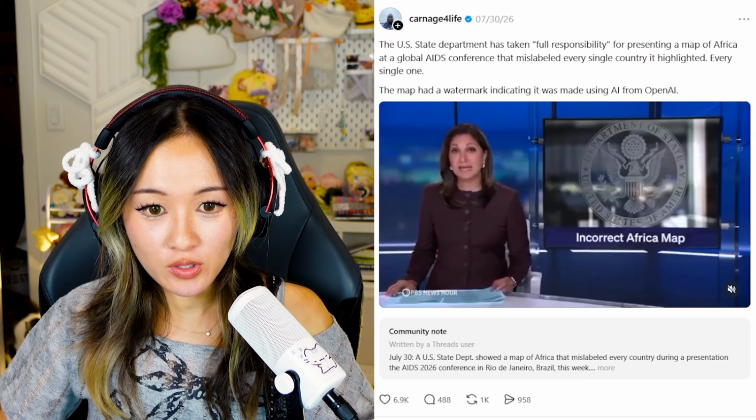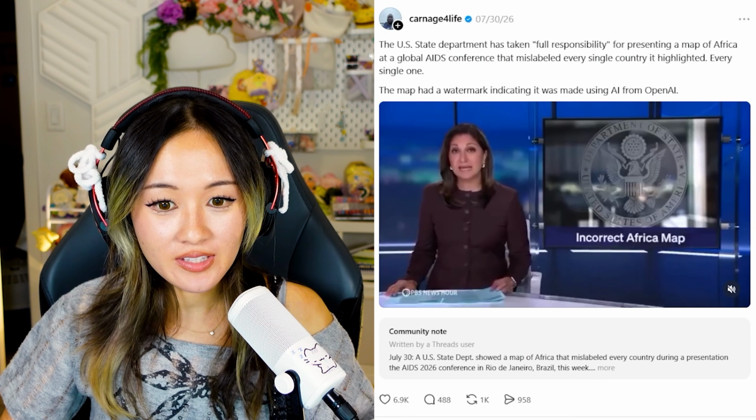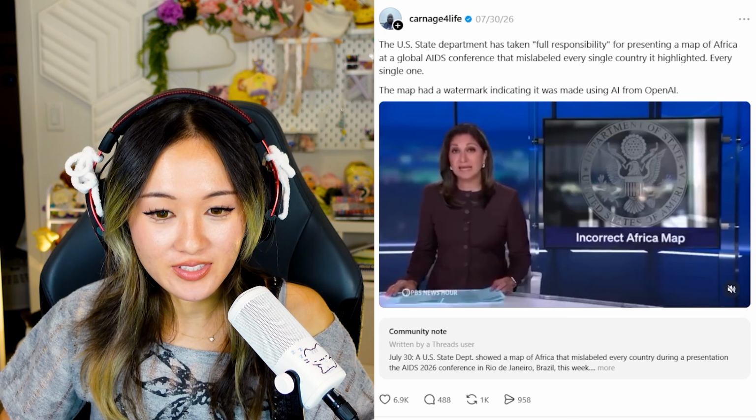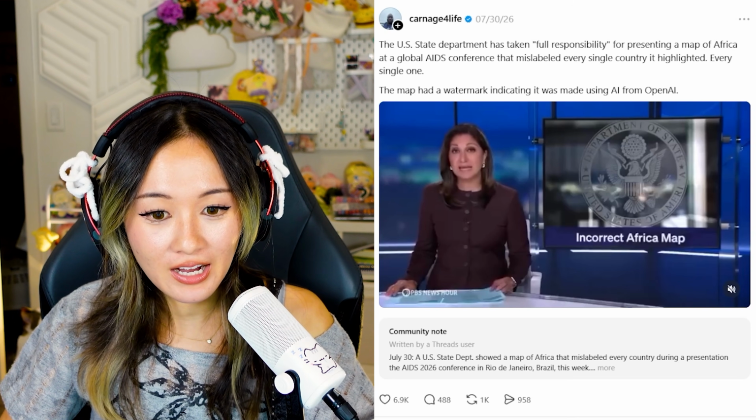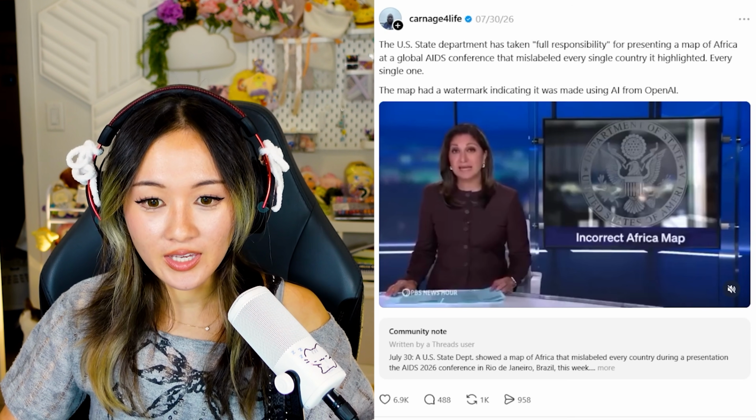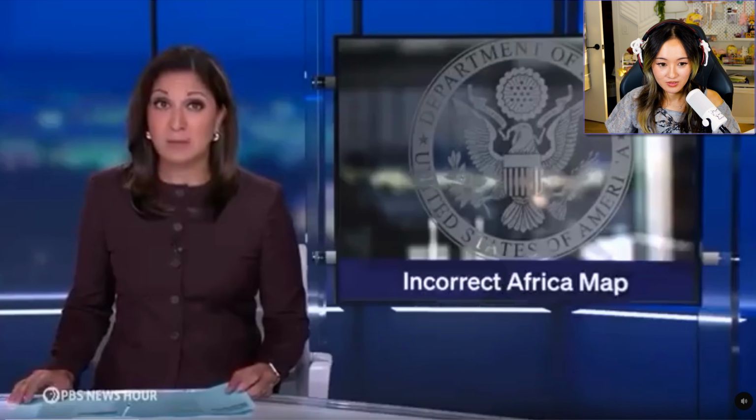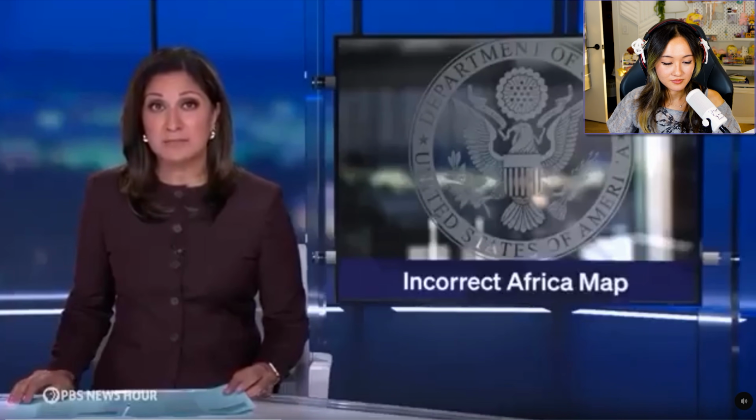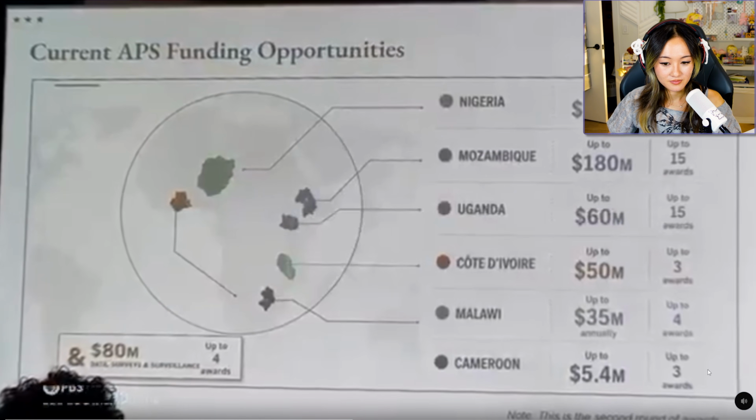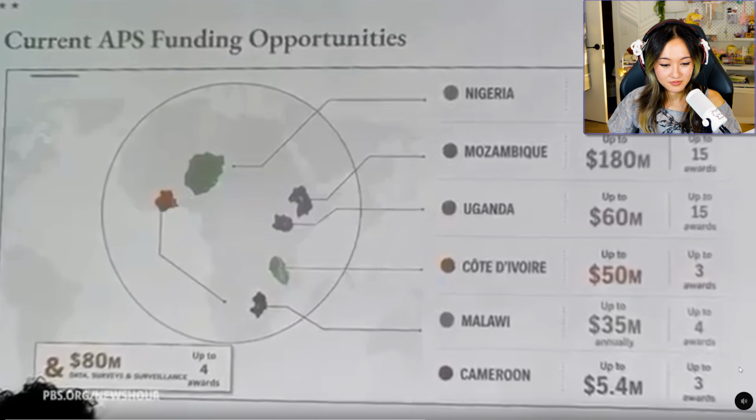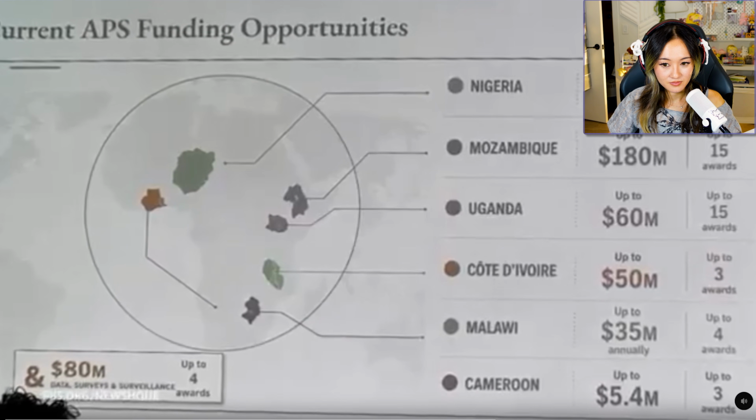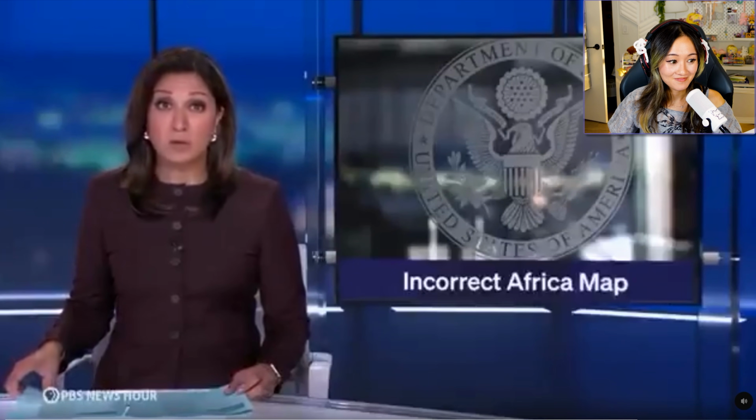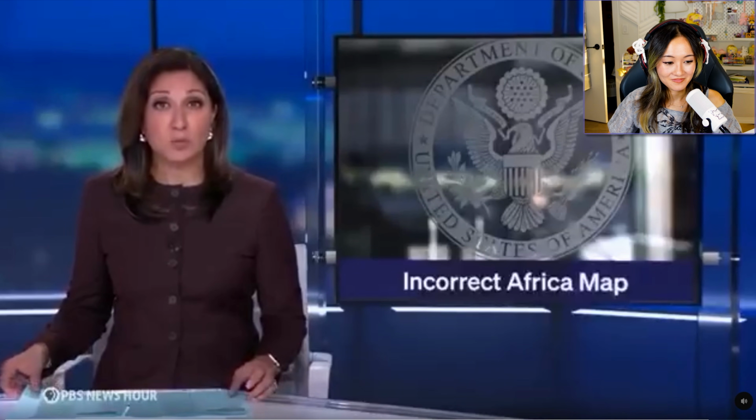Speaking of maps, this was posted to Threads by user Carnage for Life, writing, the US State Department has taken full responsibility for presenting a map of Africa at a global AIDS conference that mislabeled every single country it highlighted. Every single one. The map had a watermark indicating it was made using AI from OpenAI. Attendees shared photos of the incorrect map online. Coastal countries like Nigeria, Mozambique, and Cote d'Ivoire were all landlocked and in the wrong locations. Other countries' borders were misrepresented. An analysis by Reuters found a watermark in the map image that suggests it was made with OpenAI.